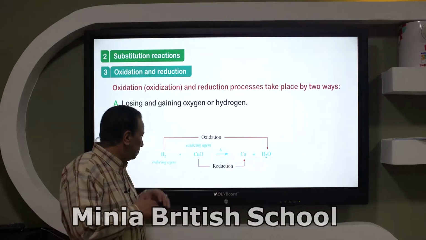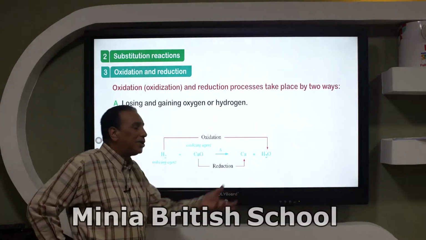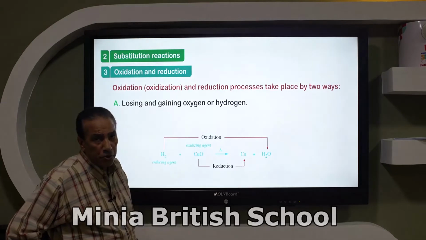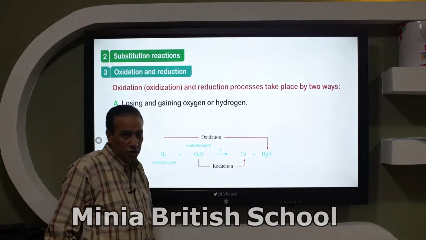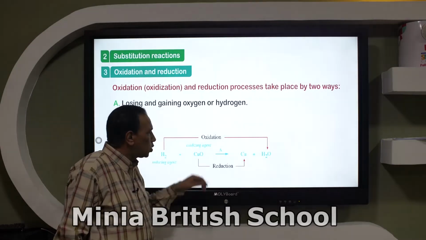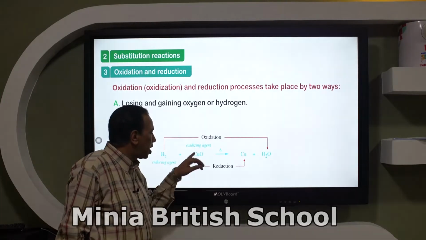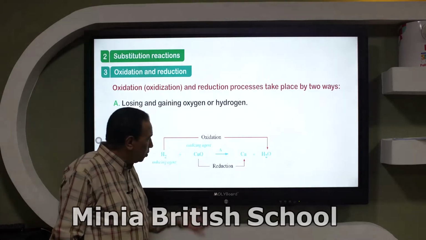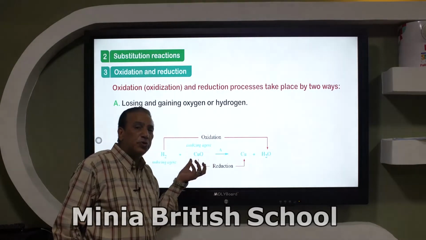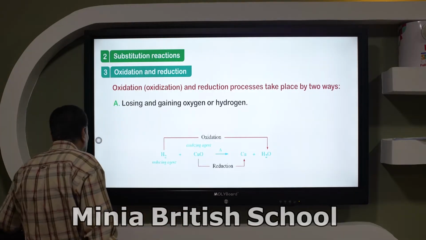The second one is changing the copper oxide into copper by taking the oxygen from it. Taking the oxygen from the substance is called reduction. So copper oxide is reduced and changed into copper. This process is called reduction, and the copper oxide is the oxidizing agent. So the copper oxide is the substance that gives oxygen or takes hydrogen.